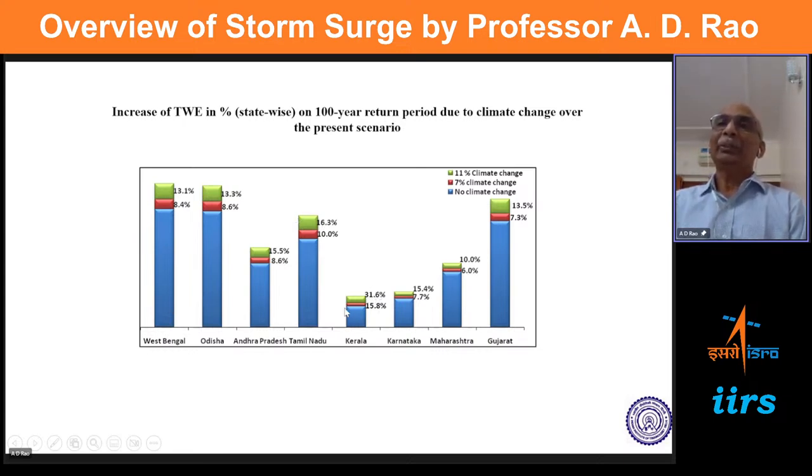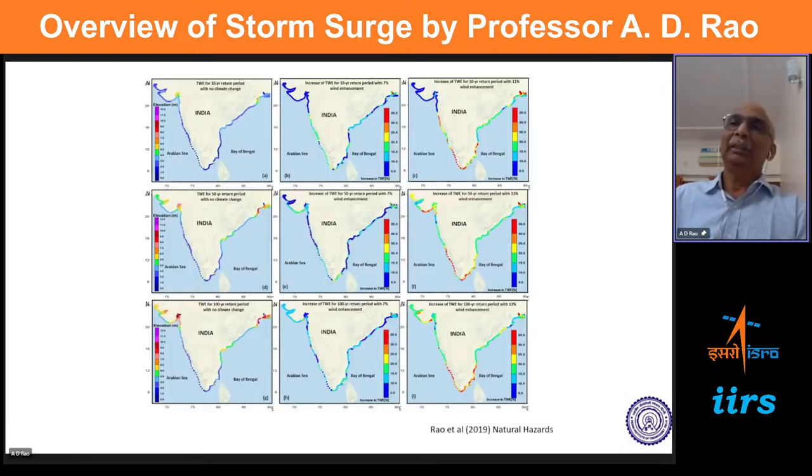Kerala, as of now, we are not considering a cyclonic area. But in the extreme climate scenario, Kerala is actually under threat from cyclones in future, if the IPCC reports are all correct. You can see this is the normal scenario, this is the 50-year scenario, and this is the 100-year scenario.